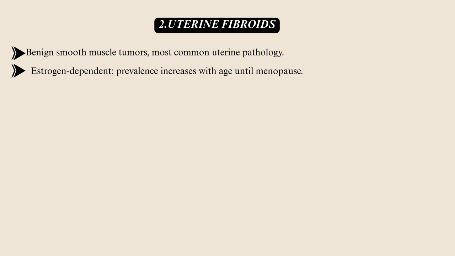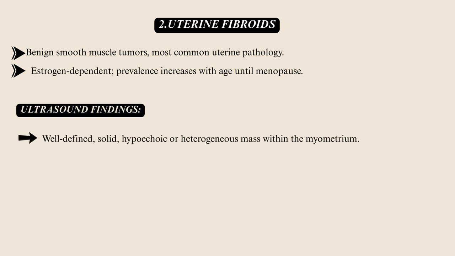Uterine fibroids. They are benign, smooth muscle tumors, most common uterine pathology. They are estrogen dependent. Prevalence increases with age until menopause. Ultrasound findings: well-defined solid hypoechoic or heterogeneous mass within the myometrium. They may cause uterine enlargement.